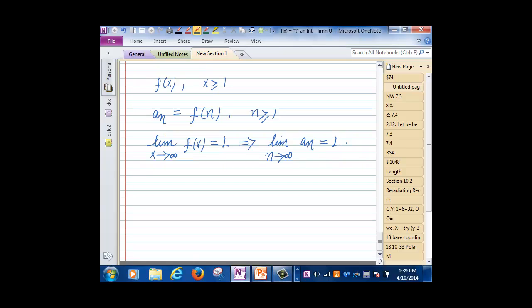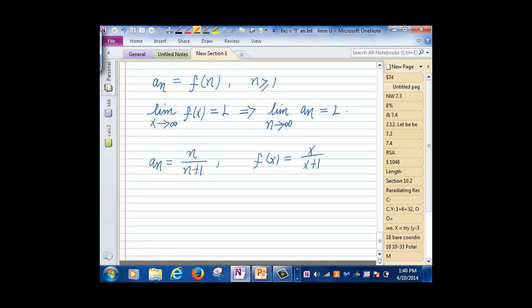But because of this fact that I just wrote down, if I have a sequence, a lot of the time there is a corresponding function of x. For example, if I have the sequence a_n given by n over n plus 1, the corresponding function f of x is x over x plus 1. So if I want to know the limit of a_n, I can just find the limit of f of x first and then say that the limit of a_n is the same as the limit of f of x. So the limit of n over n plus 1 is the same as the limit of x over x plus 1. Of course, here x goes to infinity, n goes to infinity.